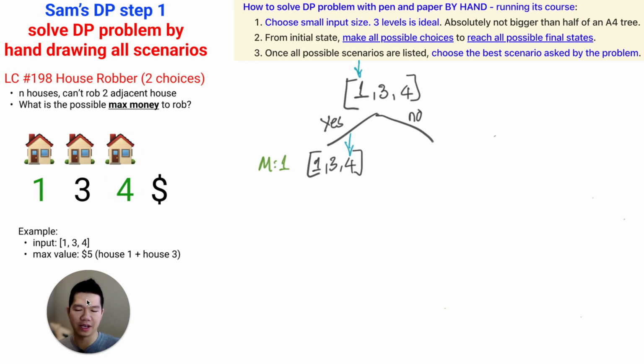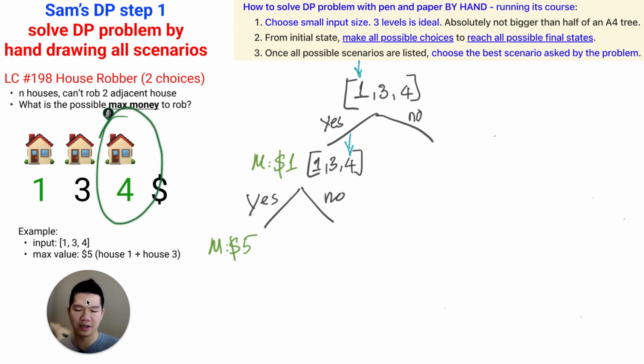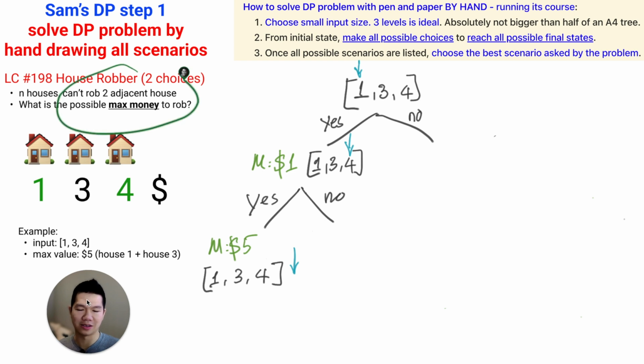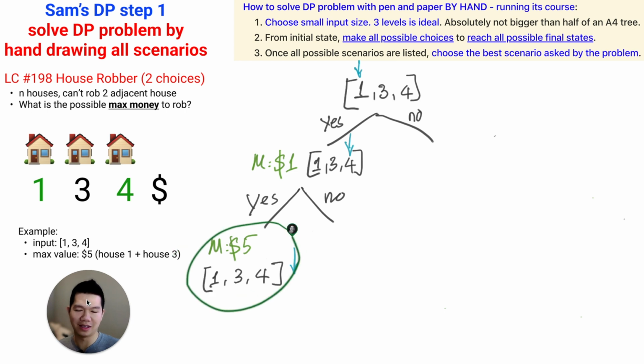Now when we are at house 3, we still have the same choices. We can rob this house, or we choose not to rob this house. If we choose to rob house 3, we're going to get $4. Combining that with the $1 we already have, that's going to give us $5. And after robbing house 3, we run out of houses to rob. If we run out of houses to rob, that means our robbing is done. What we're going to do is count the money and celebrate. And this is one of our final states. So we're going to stop here.